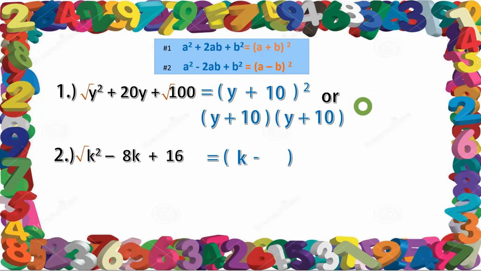Subtraction, exactly. Now the square root of 16 is 4. Now let's put an exponent of 2. Now our final answer is quantity k minus 4 squared. Or we can have quantity k minus 4, quantity k minus 4. Great job!